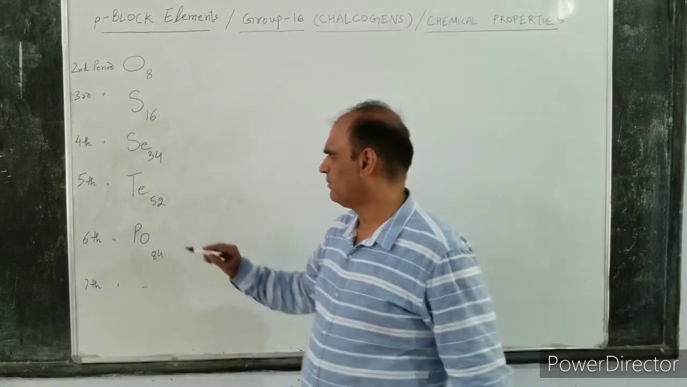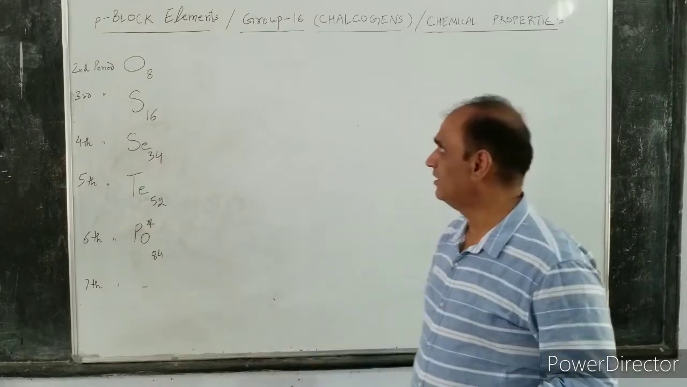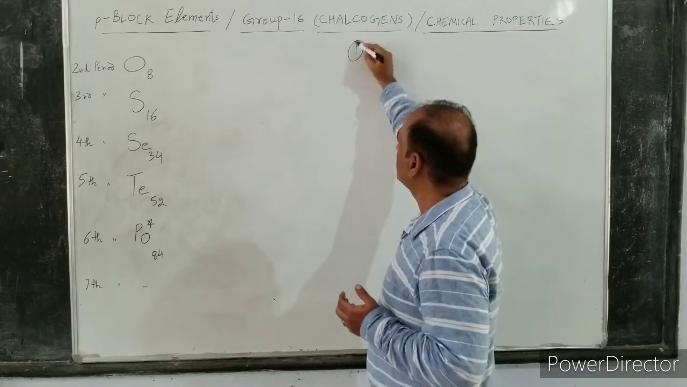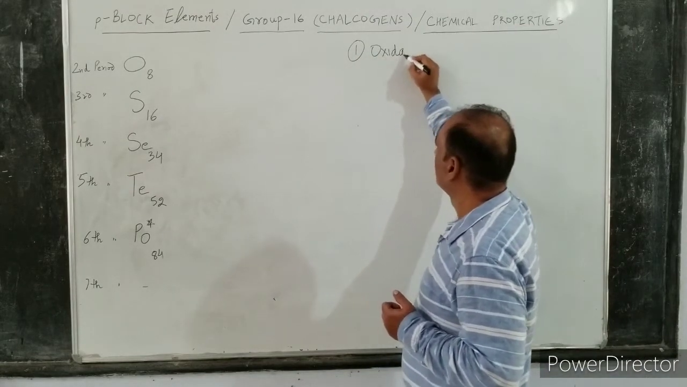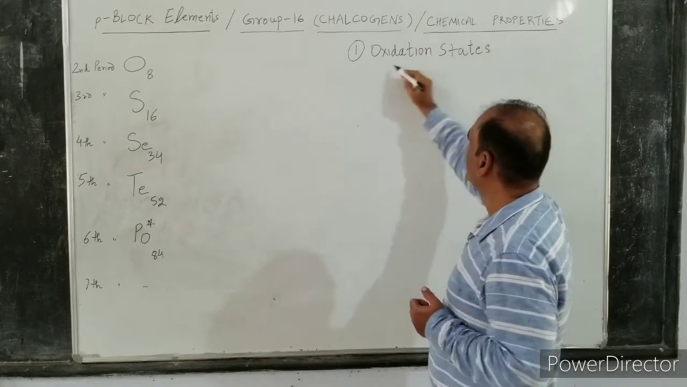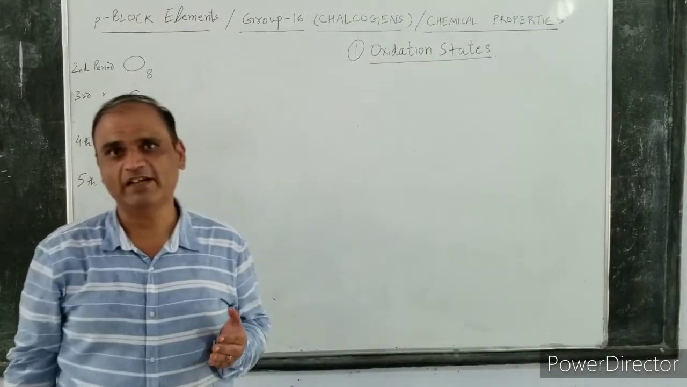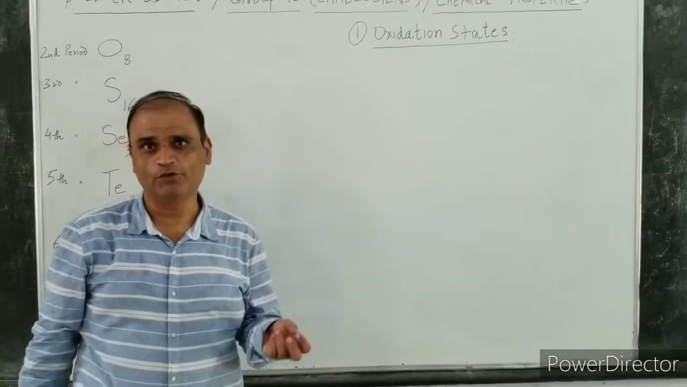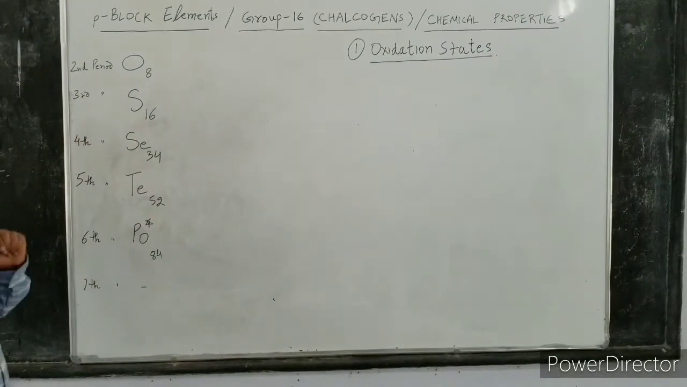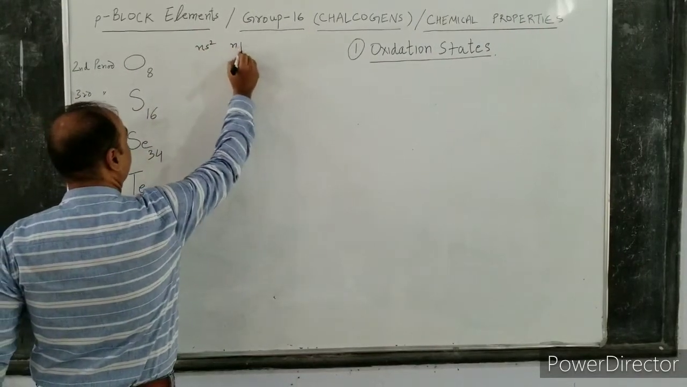You also know that polonium is radioactive. Being radioactive, its study is very limited. And in chemical properties, let us first study their oxidation states. Oxidation state of an element means the charge which it gets when it combines with some other element to form a compound. And here in this family, you know that their electronic configurations are ns2 np4.